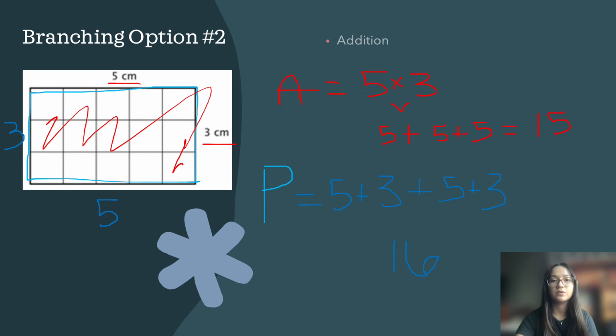And if we double check that using our counting methods, we would get the same thing. 1, 2, 3, 4, 5, 6, 7, 8, 9, 10, 11, 12, 13, 14, and 15. So this is how I would explain the process of using addition using the Think Aloud strategy model.